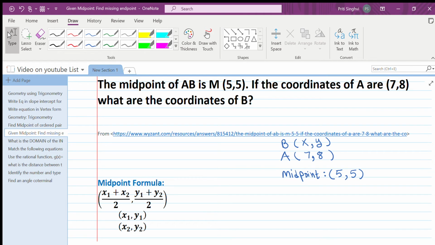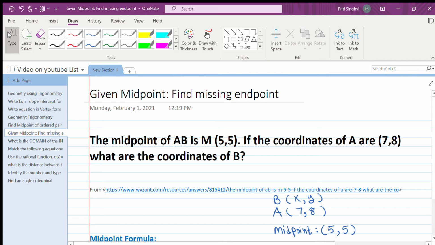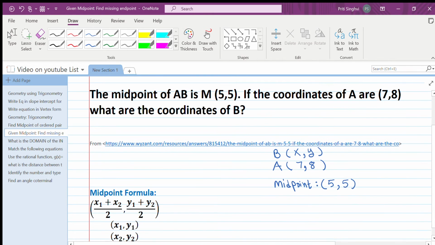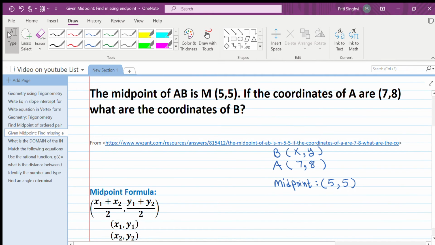So in this video, we're going to be talking about finding the missing endpoint with the given midpoint. So let's read the question. The midpoint of AB is M (5, 5). If the coordinates of A are (7, 8), what are the coordinates of B?